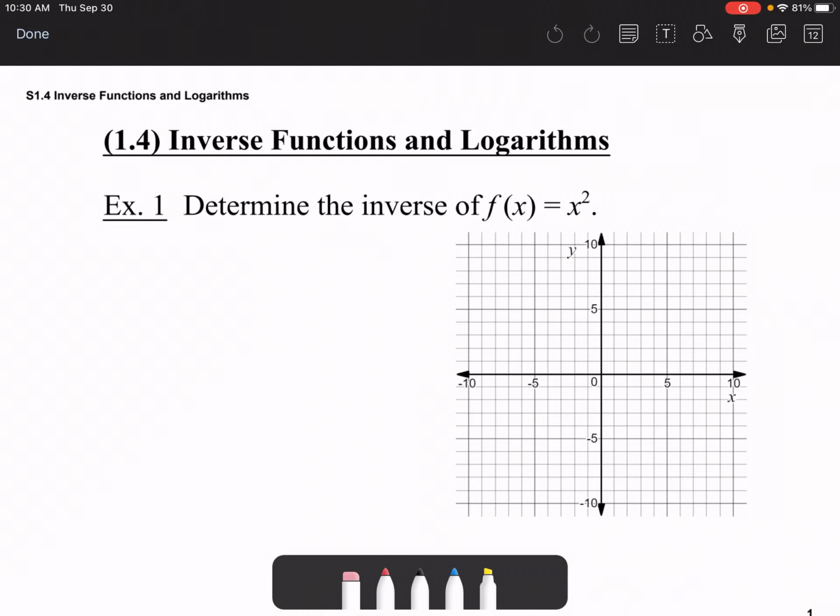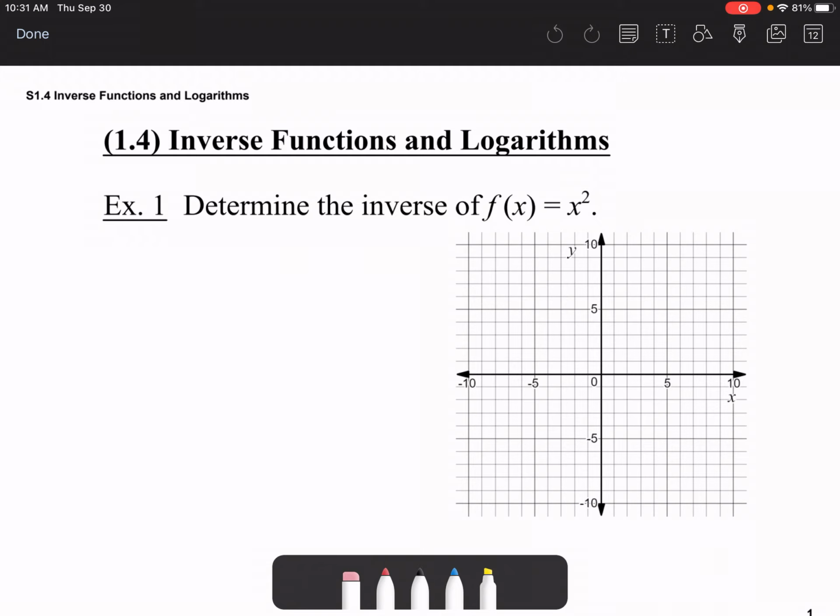Hello and welcome to lesson 1.4, inverse functions and logarithms. So today what we're going to do is review some of our skills with inverse functions and how they work out. And we're also going to talk about how we can use logarithms to find inverses of certain exponential functions using specific types of logarithms.